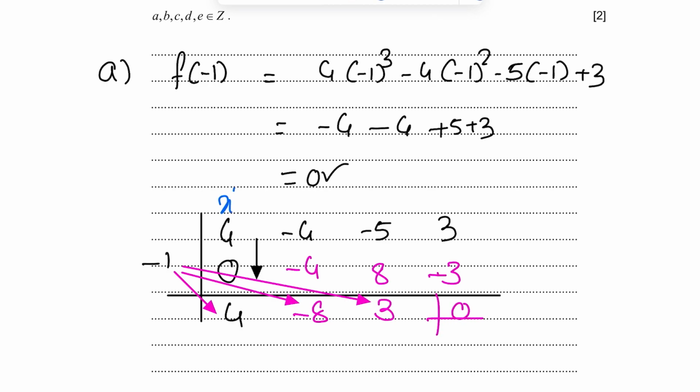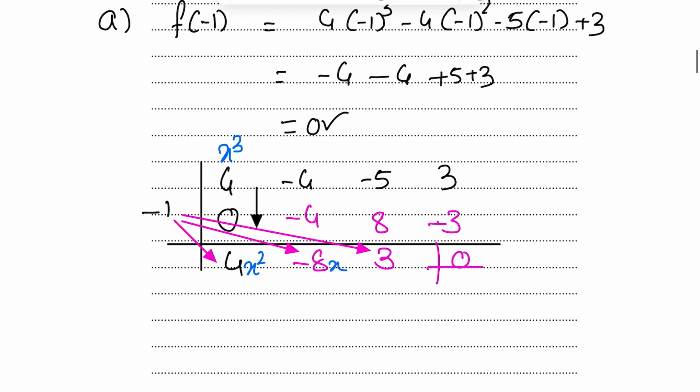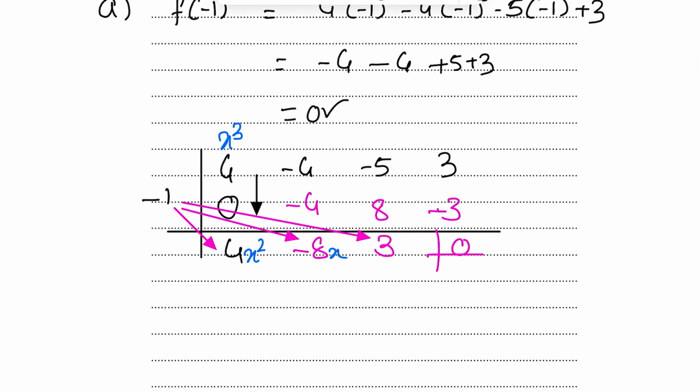So this was x cube. I am dividing with x, so this becomes x square, x, and a constant. So what can that be written as? x plus 1 times 4x square minus 8x plus 3 equals 0.